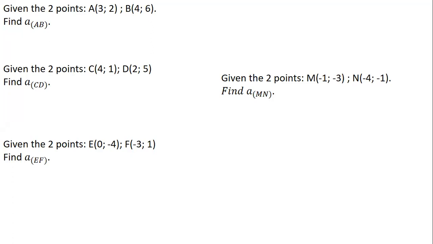Equal YA minus YB over XA minus XB. Yes, so the slope of AB equals, as Fadel said, YA minus YB over XA minus XB. Now let's replace. The ordinate of A is 2, so we replace the ordinate of A by 2 minus the ordinate of B, which is 6. So 2 minus 6. The abscissa of A is 3 minus the abscissa of B, which is 4. So we replace now 2 minus 6 over 3 minus 4.